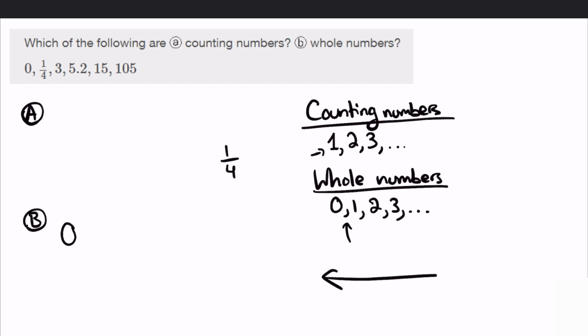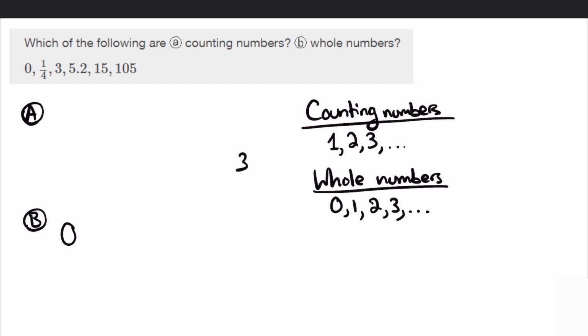We can see this on the number line. If we start from 0, we would have 1/4 somewhere around this mark. However, this would not be considered a counting number nor a whole number. Therefore, 1/4 would not be part of either of our answers.